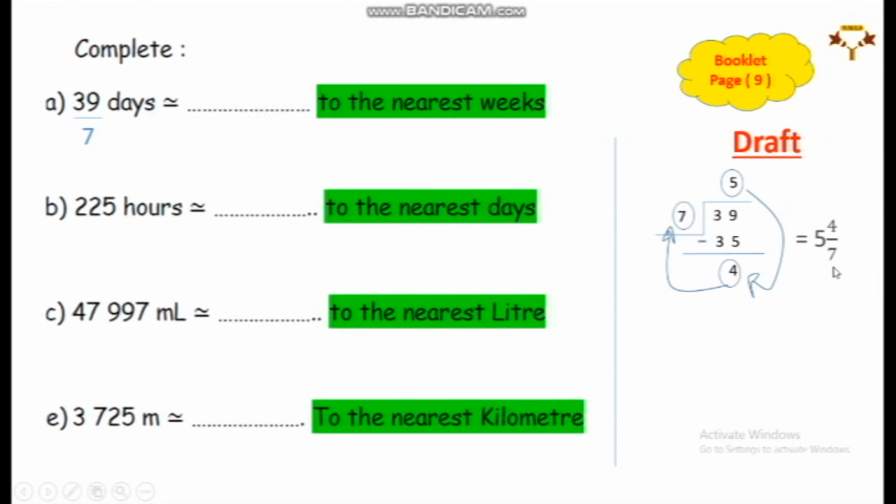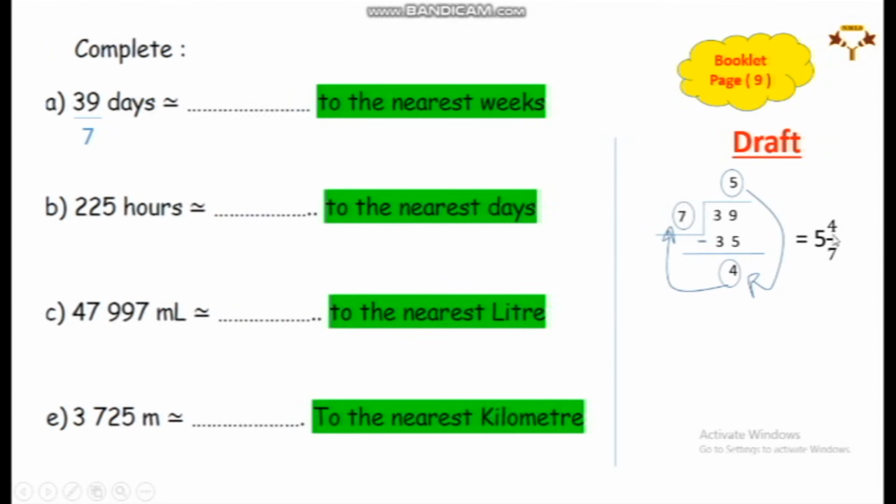We need to change it into decimal to approximate it to the nearest unit, because we know that if you want to approximate to the nearest week, the nearest day, the nearest liter, kilometer, kilogram, anything, you have to approximate it to the nearest unit. So here to approximate it, you have to figure out the friends. But I don't have a friend for the 7 to change it into decimal. What will you do? I will tell you.